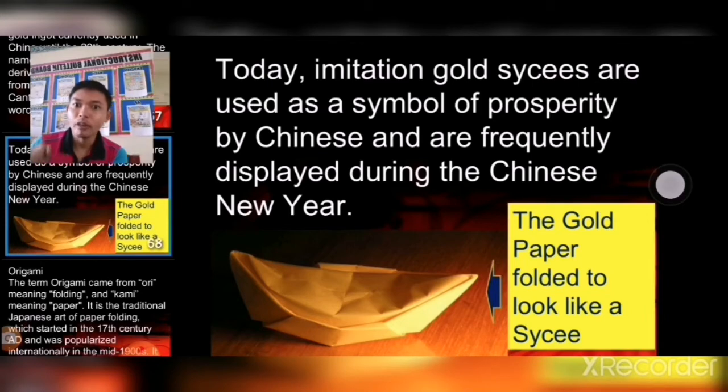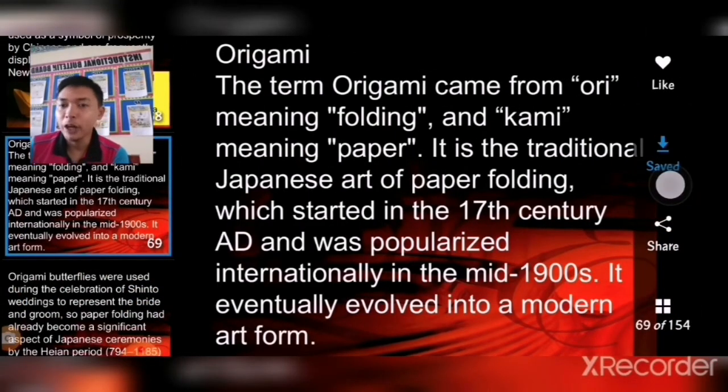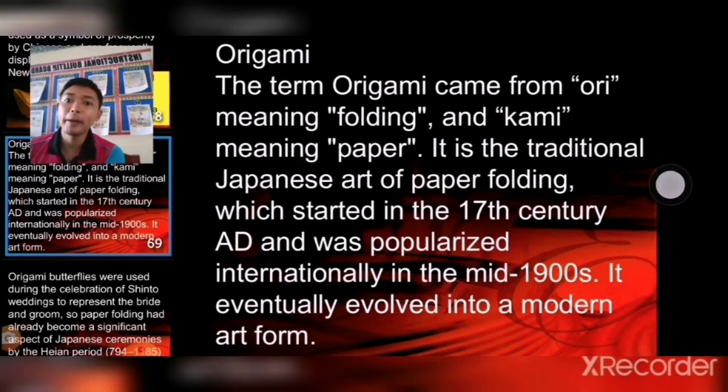Okay, so the gold paper folded looks like a size C. Okay, origami. The term origami came from ori, meaning folding, and kami, meaning paper. It is a traditional Japanese art of paper folding, which started in the 17th century AD and was popularized internationally in the mid-1990s. It eventually evolved into a modern art form.